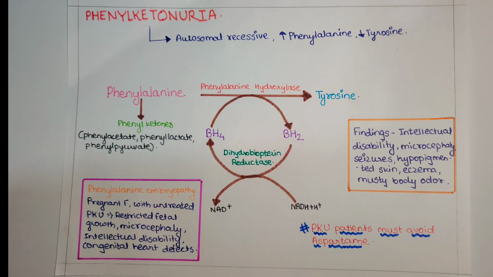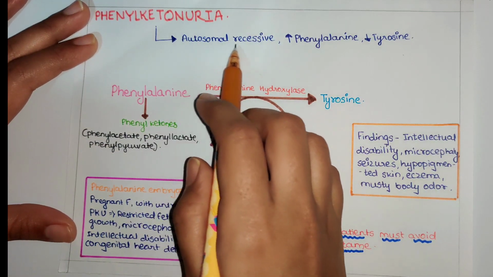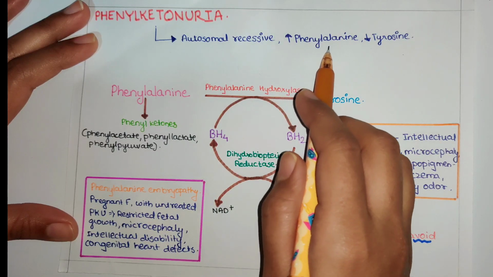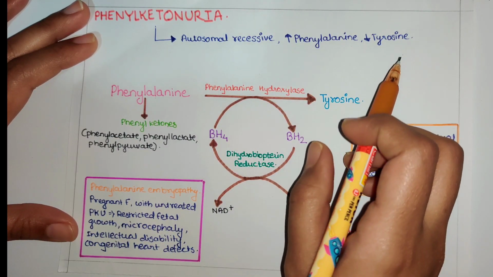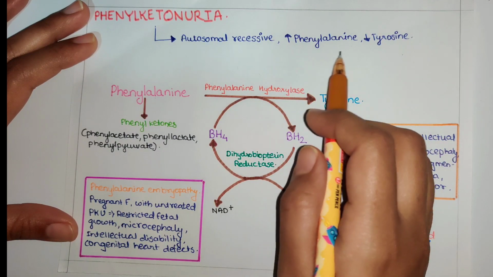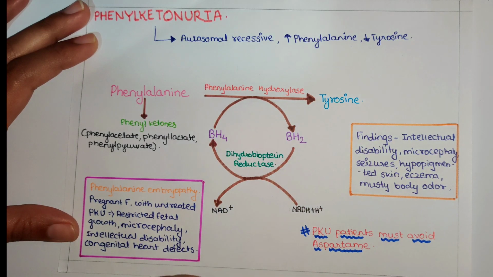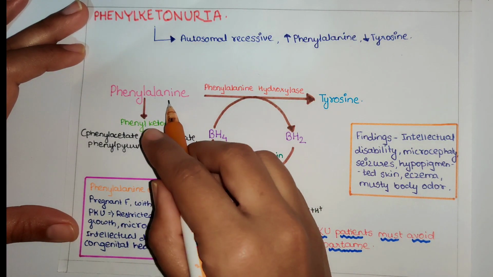Today's video is going to be very short and simple, and we are going to talk about phenylketonuria, also known as PKU. So it is an autosomal recessive disorder in which there is increased amount of phenylalanine and decreased tyrosine. Now, how did we end up having increased phenylalanine and decreased tyrosine? So to understand it, we have to first check out the metabolism of phenylalanine.